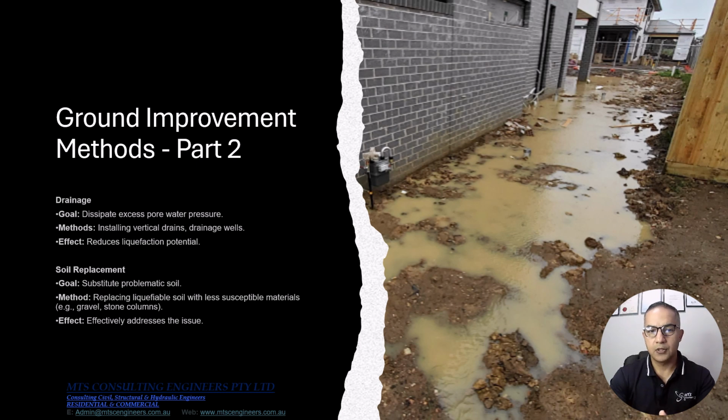Soil replacement is also a very effective method. Here, the goal is to substitute problematic soil entirely. This involves replacing liquefiable soil with less susceptible materials like gravel or by constructing stone columns, directly addressing the issue. The image here shows wet, muddy ground next to a building under construction, which could indicate poor drainage or problematic soil conditions that might necessitate mitigation measures.